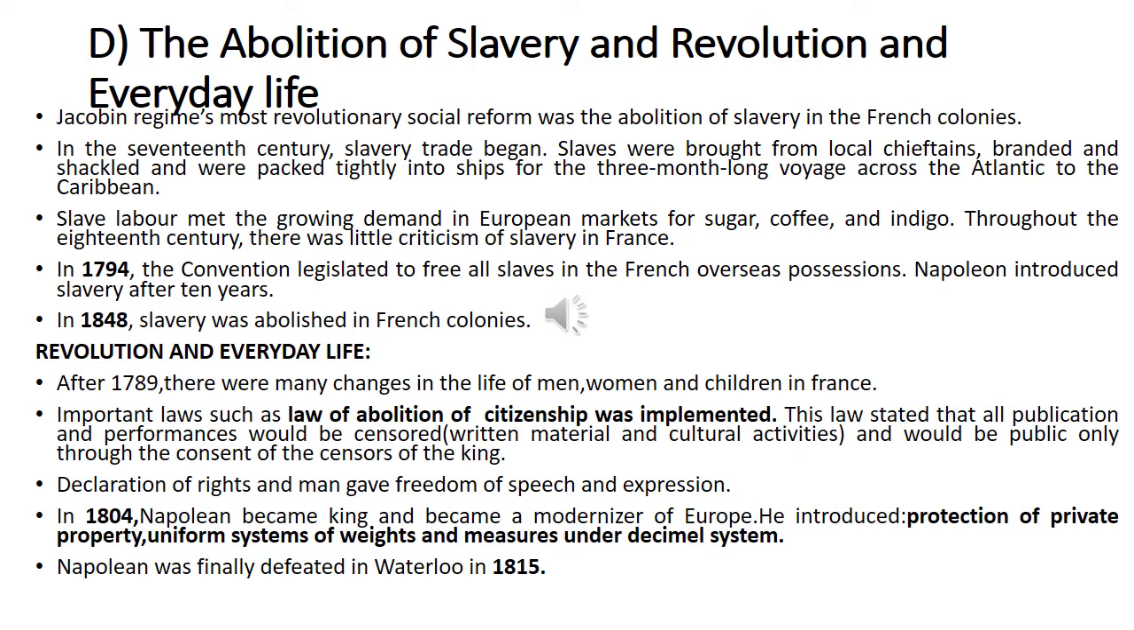Moving ahead, we find that with the abolition of censorship and the Declaration of the Rights of Men and Citizens, freedom of speech and expression became a natural right of men. This led to the growth of newspapers, pamphlets, books, and printed pictures. They all discussed and described the events and changes taking place in France.